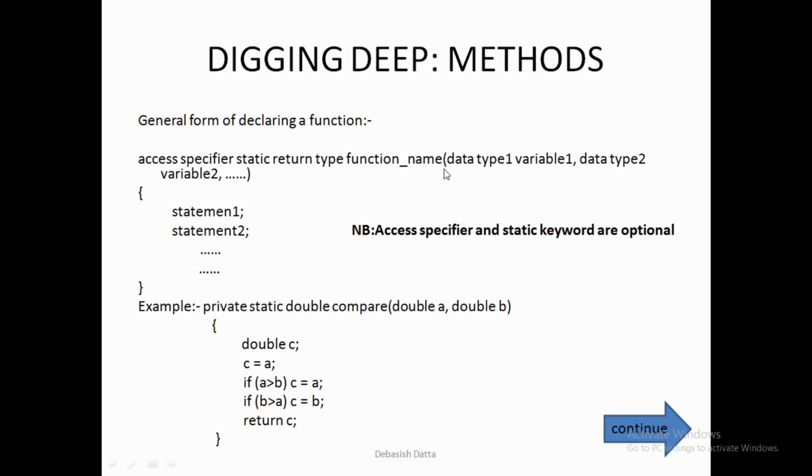Then the function name, here it is compare. Then the parameter list, which can be written like this: first the data type, then the variable. Here the variables are A and B, and the data type of A is double and the data type of B is also double. One point to remember is that the access specifier and the static keyword are optional. They are not mandatory. What does it mean? Whenever we require them, we'll put them. Otherwise, if we don't put them, then Java will not report it as an error.